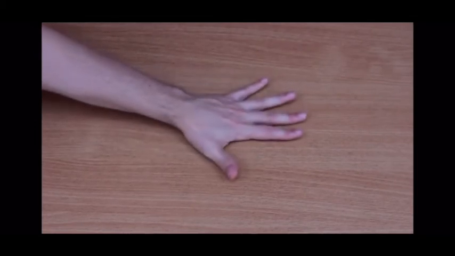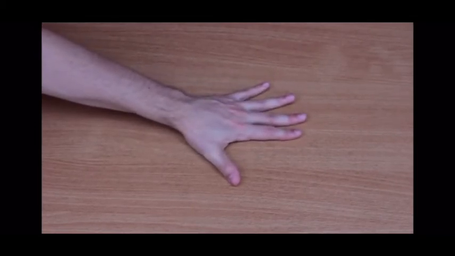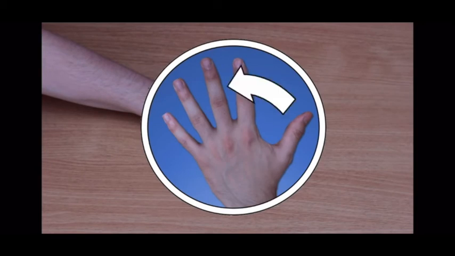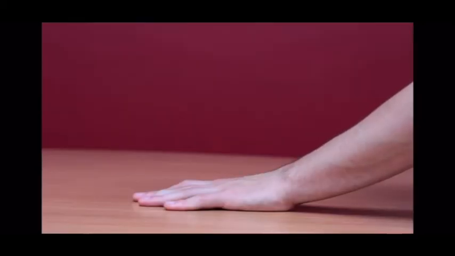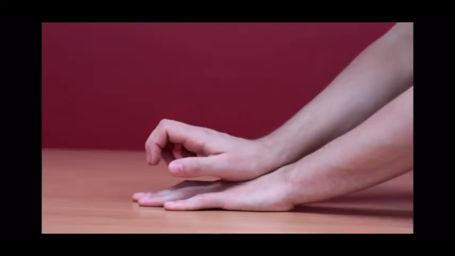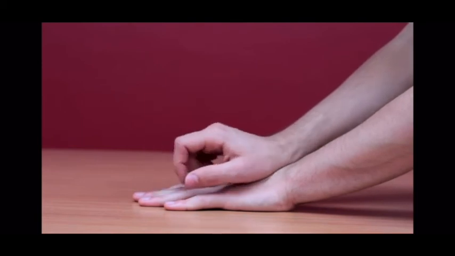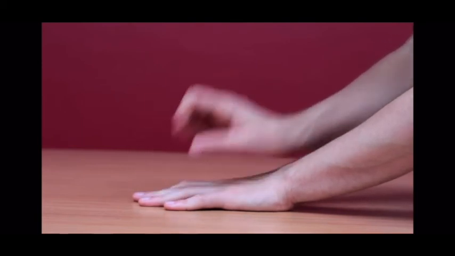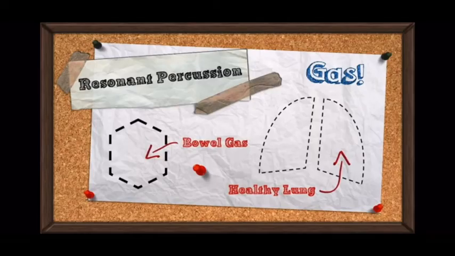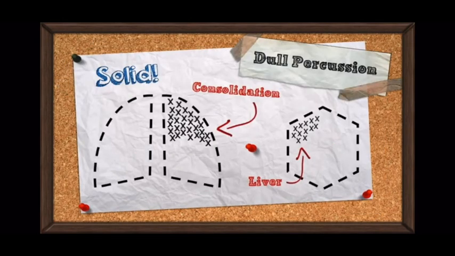Percussion is performed by placing the middle finger of your non-dominant hand over the area to be percussed and applying pressure with your middle phalange. You then use the fingers of your dominant hand to tap, like so, producing a note that gives you a clue as to the nature of the viscera underneath. Things that are hollow or full of gas, such as bowel or healthy lung, give a resonant percussion note. Things that are solid, like liver tissue or nasty consolidated lung, sound dull.